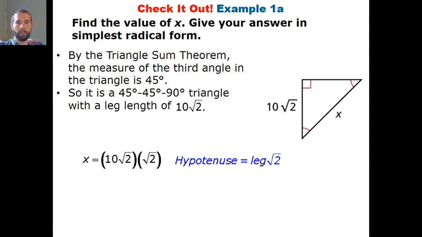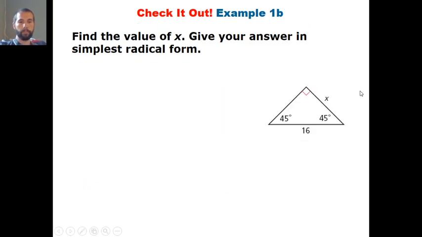You can multiply radicals together with each other. So the square root of 2 times the square root of 2 becomes the square root of 4, and then the square root of 4 is 2. So then 10 times 2 is just 20. So the hypotenuse, that length, is going to be 20.